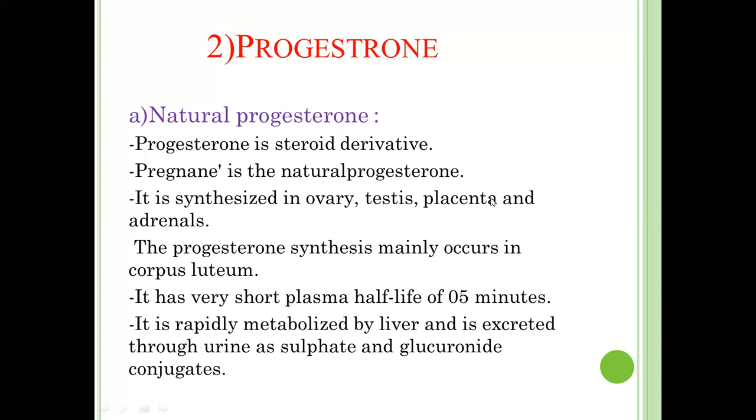It has a very short plasma half-life, that is 5 minutes. Then the next point is it is rapidly metabolized in the liver and excreted through urine as sulfate and glucuronide conjugates. This is about the metabolism phases: phase two, glucuronide conjugation, through which it is metabolized in the liver and excreted in the form of urine.